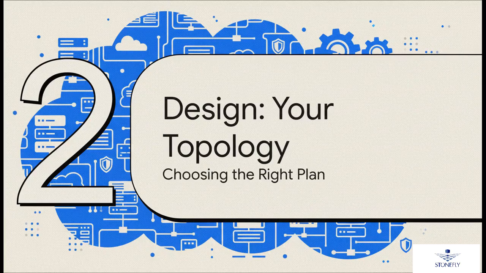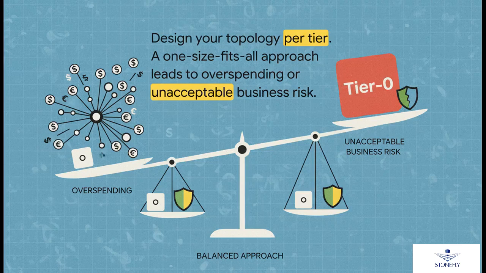So now that we have our foundation, we know our RTO and RPO for each tier, we can get to the fun part, choosing the right recovery architecture. This is where those business requirements start to take physical shape in your technical design. And I can't stress this enough. Trying to apply the same strategy to everything is a huge mistake.